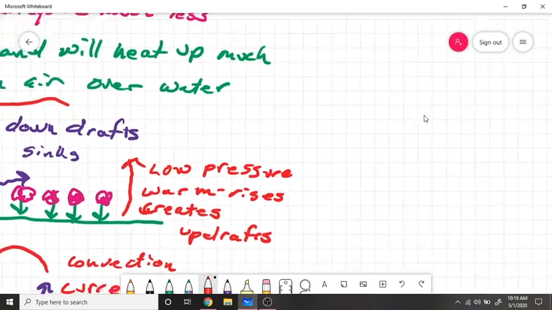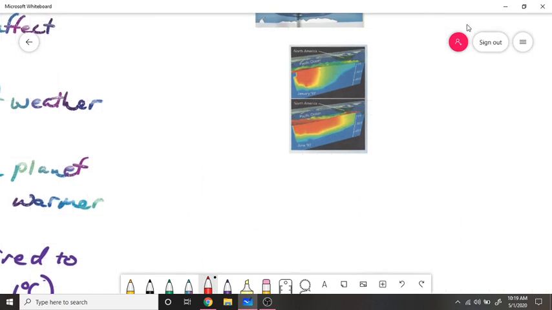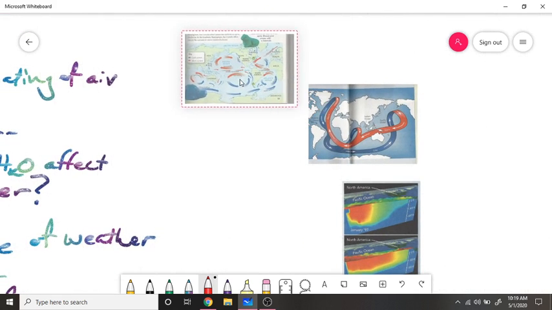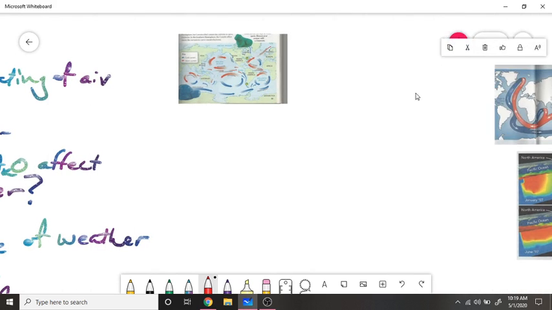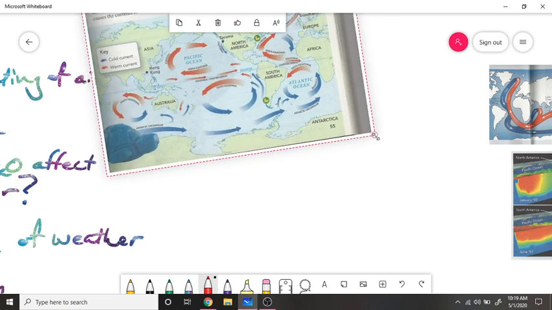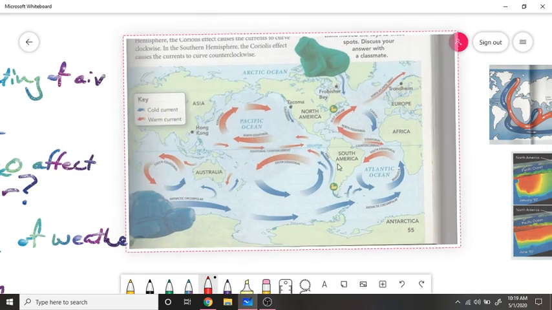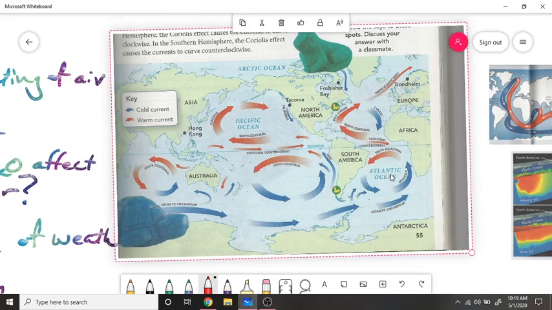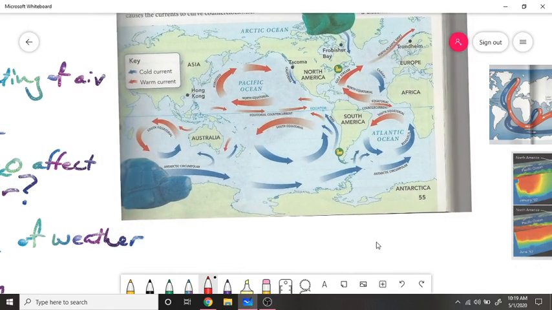What does this look like on a global scale? Some things we are going to be looking at. Just like with the air currents moving in different directions based on how they are heated, here is a map of the oceans of the world. And the water along the equator gets heated first. And we will be talking about how heat affects water density.